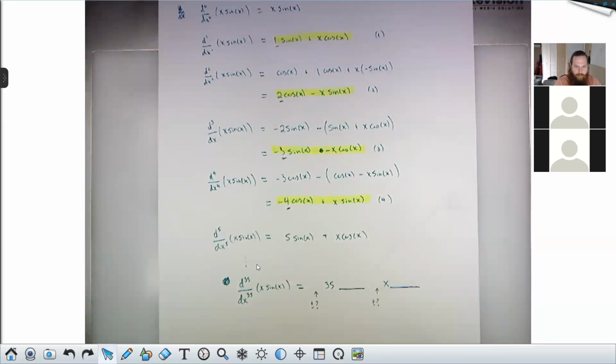Cosine. Good, yeah, cosine. For what reason? Because 36 would be going through the cycle 9 times. So subtract 1 from 36.